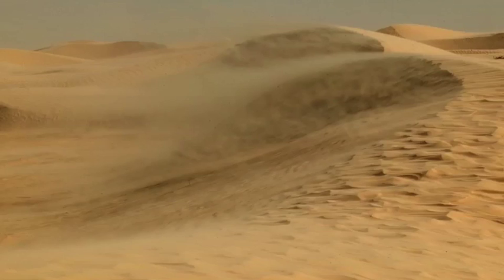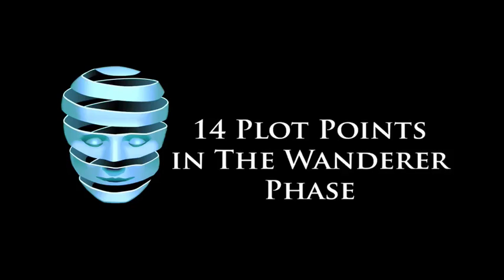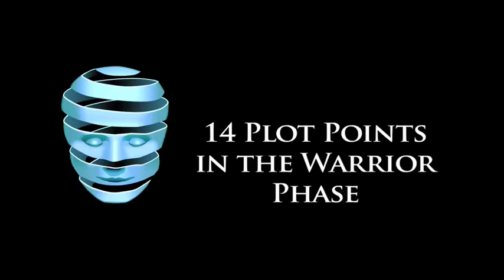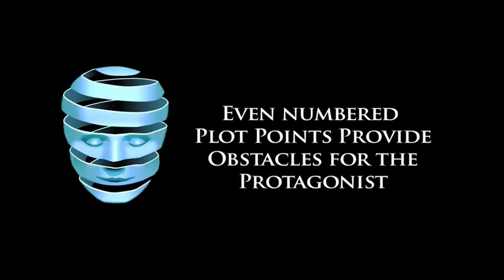Act 2 is usually no man's land, the forbidden zone for writers that don't have a firm grasp of their story. Contour helps you avoid the quicksand and the quagmires that bog down most writers. Remember that in Act 2 you have 28 plot points, 14 while your protagonist is in his wanderer phase, and 14 while he's in his warrior phase. Here's an extra added twist. Each odd numbered plot point, 1, 3, 5, and 7, are plot points that move your character forward in their journey, and each even numbered plot point represents a roadblock, an obstacle, or something negative.